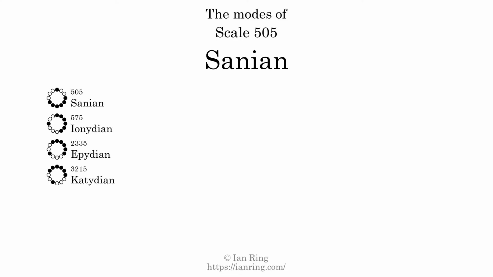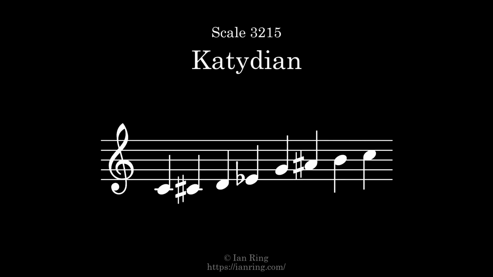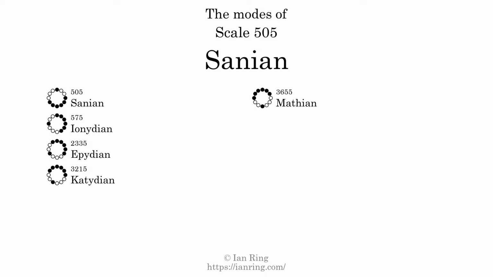The fourth mode is scale 3215, also known as Quotidian. It sounds like this. The fifth mode is scale 3655, also known as Mathian. It sounds like this.